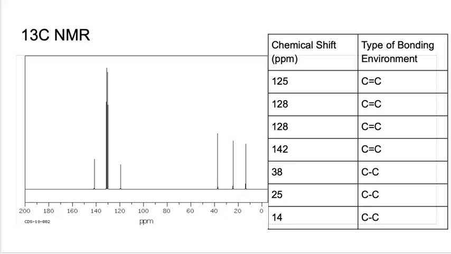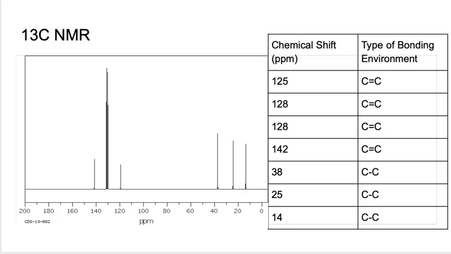The next one at 142 is going to be the carbon-to-carbon double bond near the alkane chain, as it is going to be near a more electron-deficient environment. The final 3 are going to be your 3 respective pieces to the alkane chain from the benzene ring. The first one is going to be at 38. This is going to be the closest to the benzene ring.